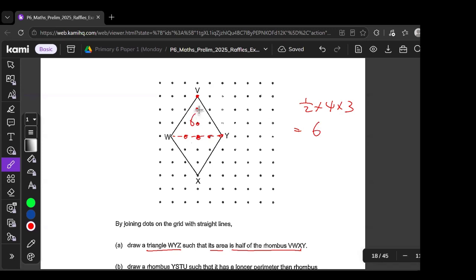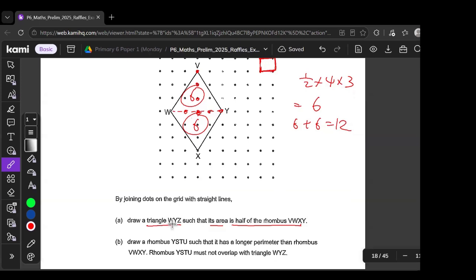And then 6 plus another 6. That's the area of the rhombus, which is 12. So the area of the rhombus is 12 square units. Okay, the rhombus is made of square units. Okay, if you join the dots together, they are square boxes. Okay, how do you draw a triangle WYZ such that the area is half? So you will need to make sure your triangle is only 6.